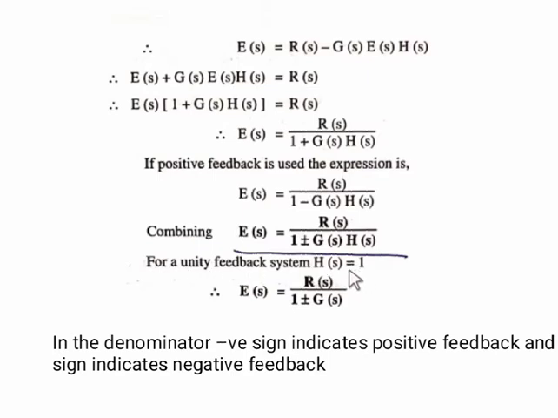If we put the value of H(s) equal to 1 in this equation, the steady state error in the s domain becomes E(s) equals R(s) divided by 1 plus or minus G(s). So the negative sign indicates positive feedback and the positive sign indicates negative feedback.